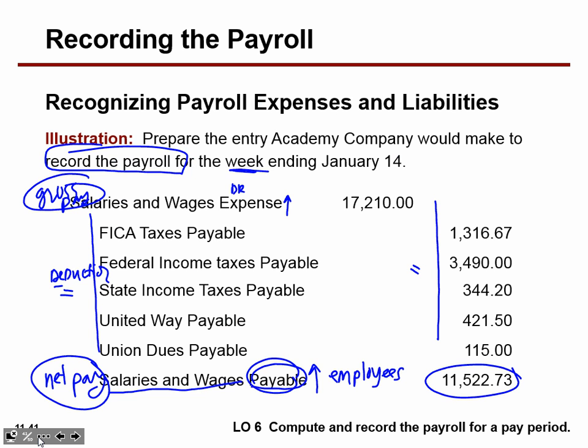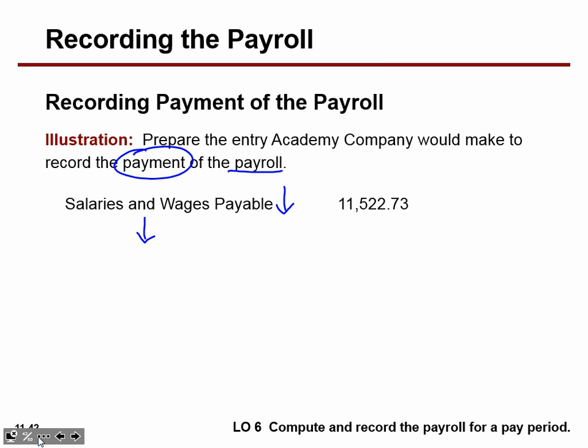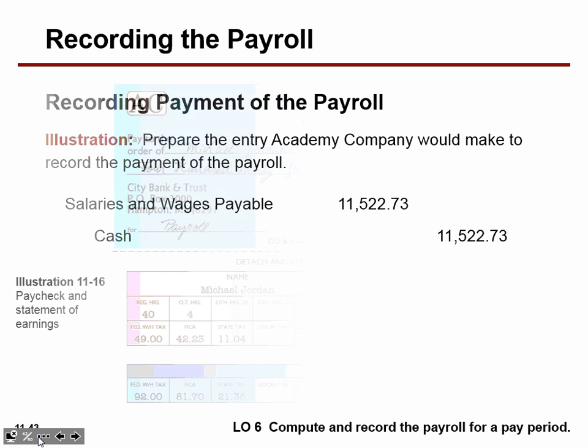So we first show the record of the payroll, all of the payables, including this one that we owe our employees. We turn around and deduct that right away and use cash to write checks. Speaking of writing checks, here's what a check would look like.